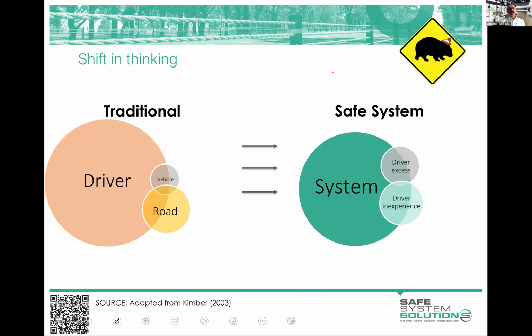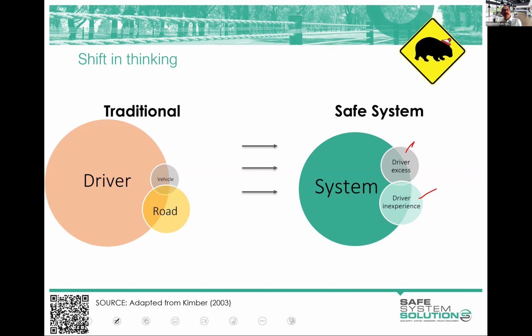Now, Austroads came up with a diagram and they put little bits of driver excess and driver inexperience outside there. I'm not quite comfortable with that. I see why they did it, but those could become part of it. Driver excess, driver inexperience are just system failures. Like, how has that highly inexperienced driver got out into the public road system? It's a fair question to ask.